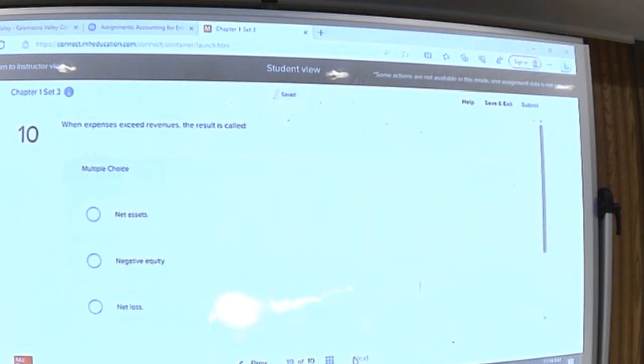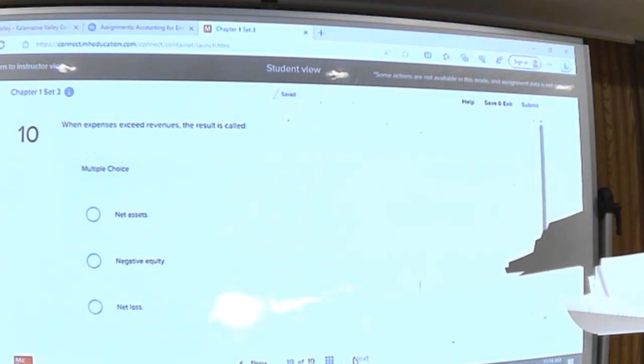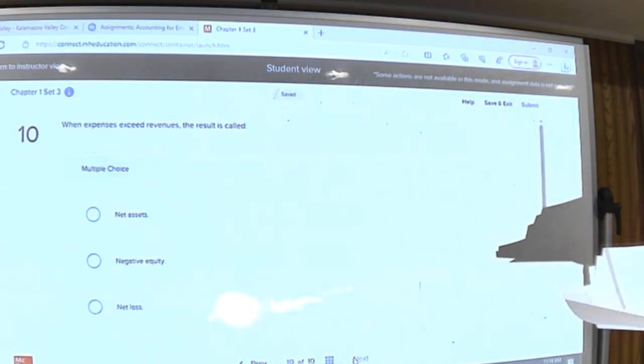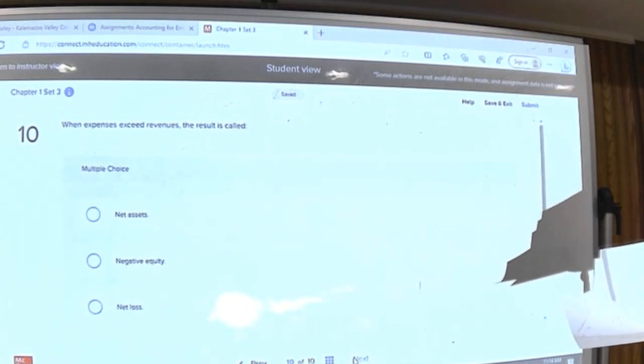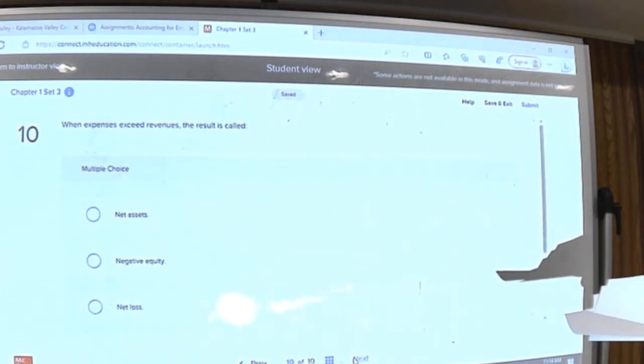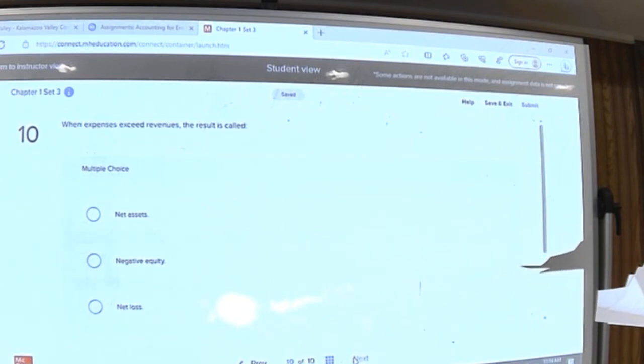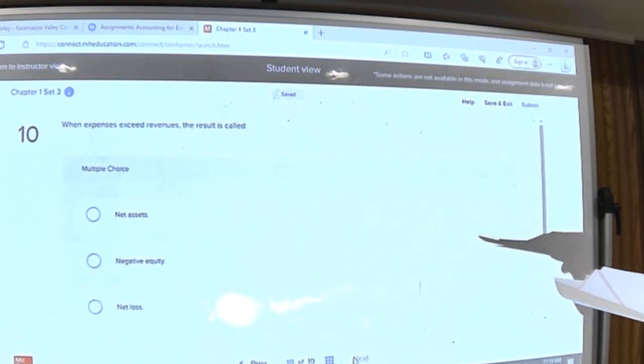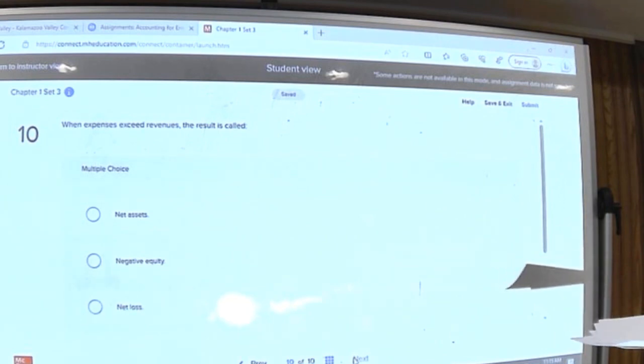Number 10 shows you a negative outcome when your expenses are greater than your revenue. Remember, income is revenue minus expense. Revenue is greater than expense, and you have income. But if your expenses are greater than your revenues, you're in the red, so to speak, and you have a net loss. And so that would be the third one down.